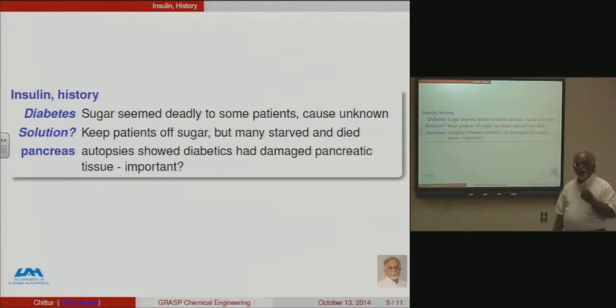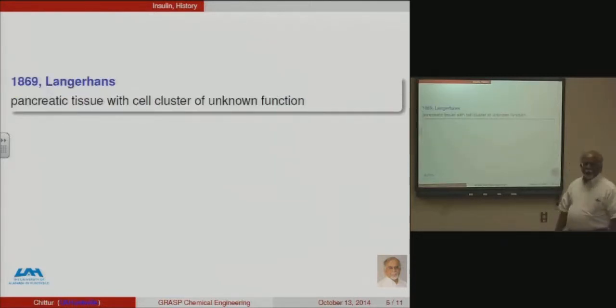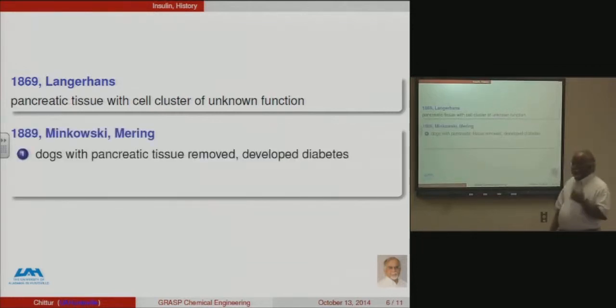So what they discovered years ago was that there is this organ called the pancreas, and in autopsies of diabetic patients, it looked different. The theory was maybe the pancreas has something to do with diabetes, and it turned out to be right. Then Paul Langerhans in the late 19th century discovered the pancreatic tissue function, and that's what they call the islets of Langerhans.